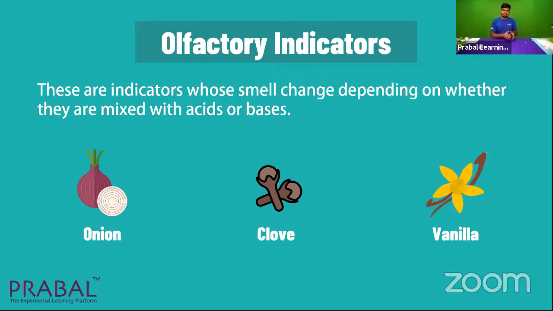Onion juice plus acid, no smell lost. Onion juice plus base will lose its smell. You can try the same with clove. Next time you make biryani, steal some cloves and repeat the same experiment. Clove plus acid will retain its smell. Clove plus base will lose its smell. So this will be an activity for you today to try at home.